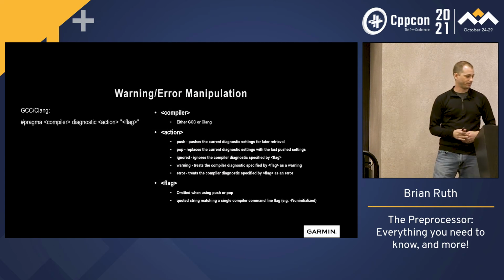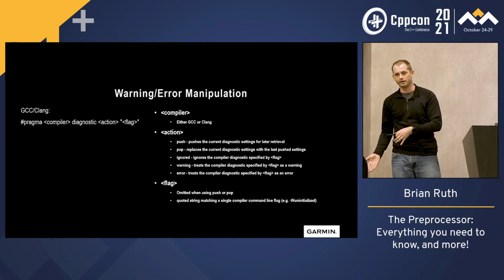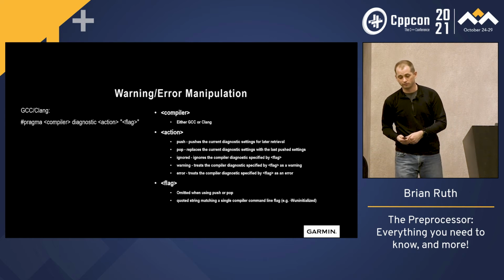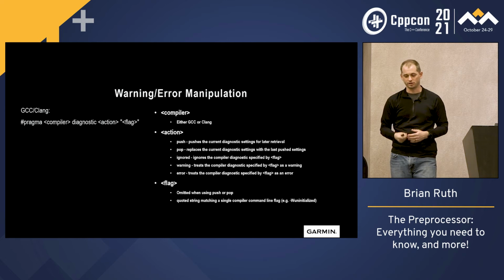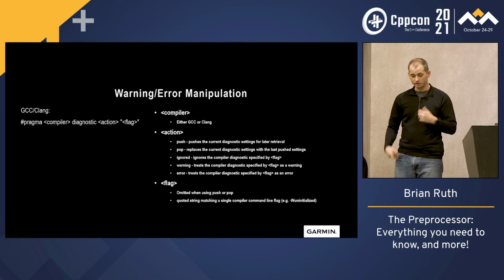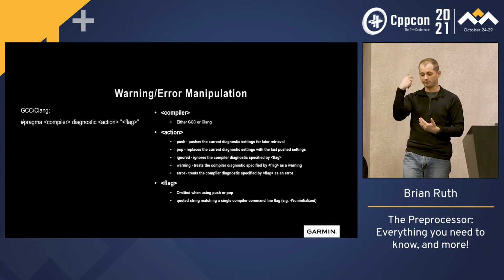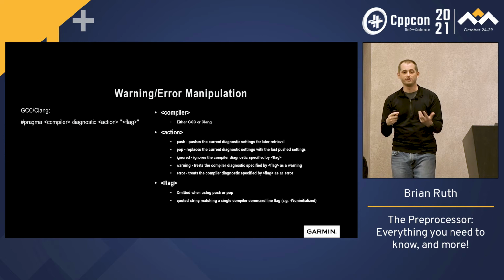So, warning and error manipulation. A lot of times you will do stuff in code that you know will generate an error, or it generates a noisy error on certain compilers and things like that. So you will see from time to time direct error manipulation in your code as well. For GCC and Clang, it's got one syntax. That syntax is going to be your pragma, then your compiler, either GCC or Clang, then diagnostic, and then one of these actions.